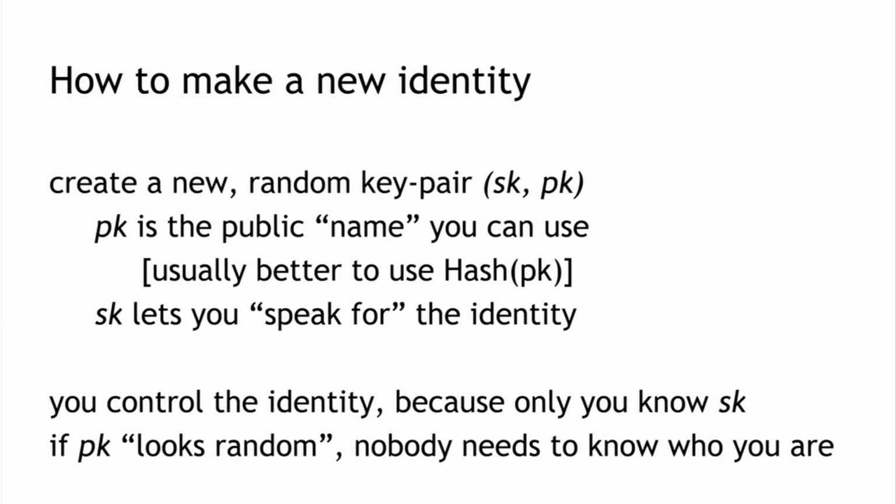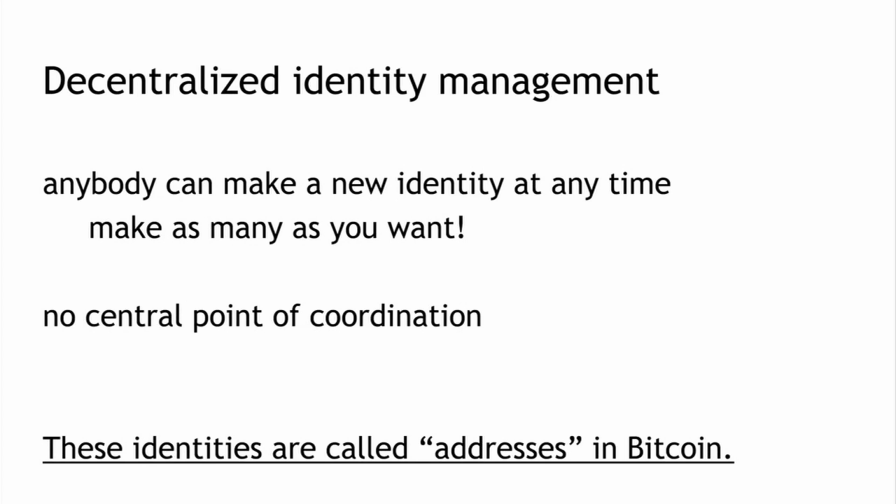So PK, or the hash of it, is the public name that you use to talk about the identity. And SK, the secret key, is the information that lets you, the person who generated this identity, speak for the identity. You control the identity because only you know the secret key. And if you generated this in such a way that the public key PK looks random, then nobody needs to know who you are. You can generate a fresh identity that looks like a face in the crowd, that only you can control. This brings us to the idea of decentralized identity management.